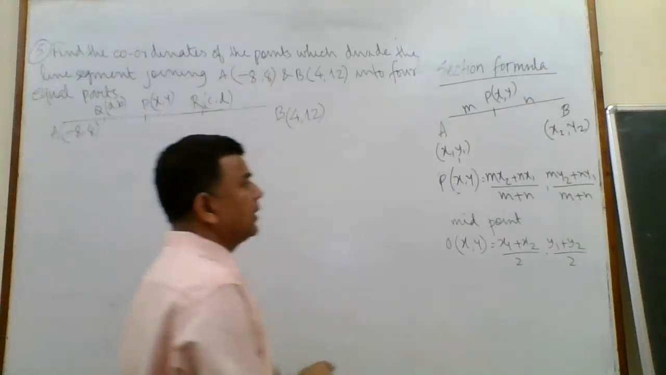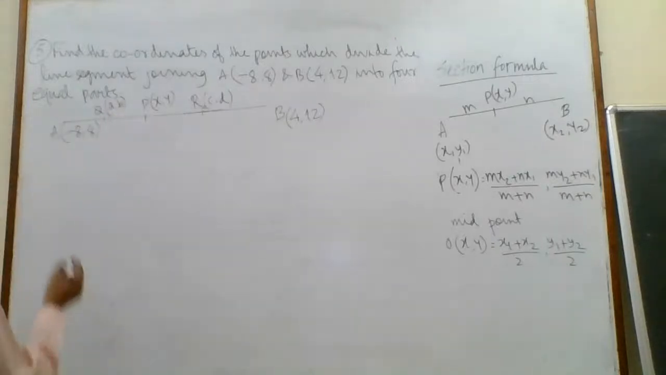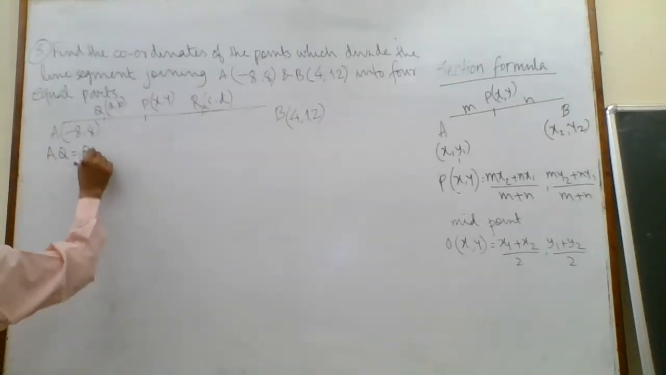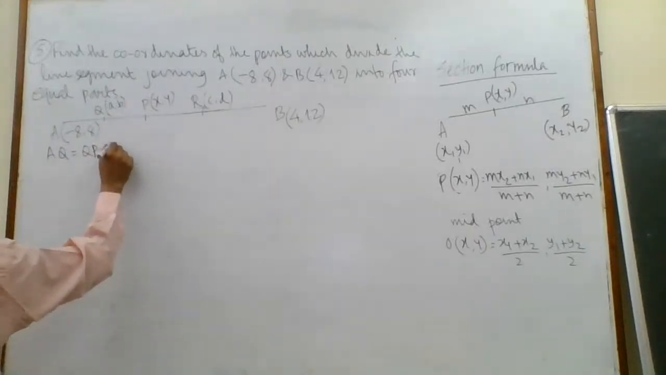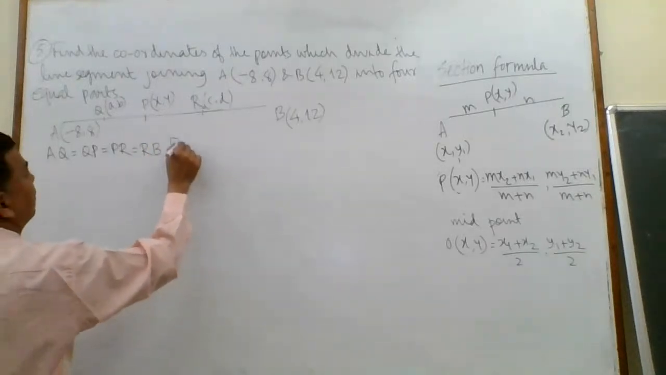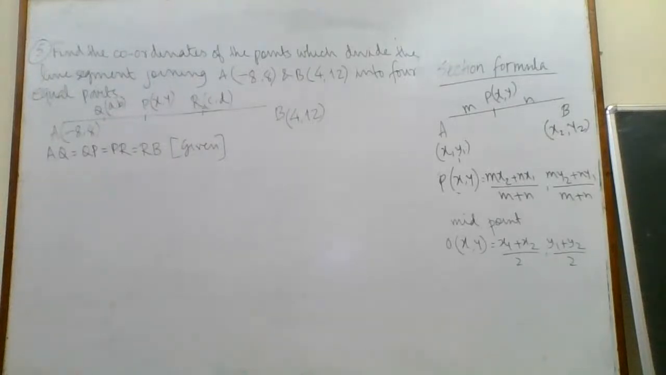So we have to definitely apply the section formula. What is given to you? That these 4 parts are equal: AQ, QP, PR and RB. These all 4 parts are equal.